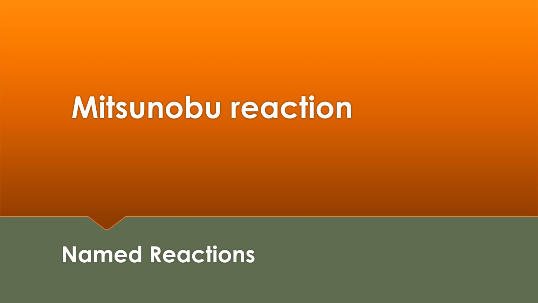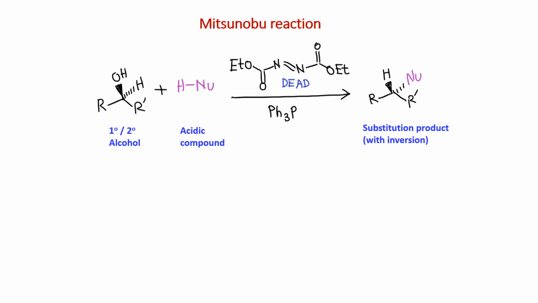Hello everyone. In this video I am going to discuss the Mitsunobu reaction, its important features, mechanism and also some examples. So what is the Mitsunobu reaction? As you can see here, we have taken a 1 degree or 2 degree alcohol and the stereochemistry is also mentioned, because we will get the product with inversion of stereochemistry.